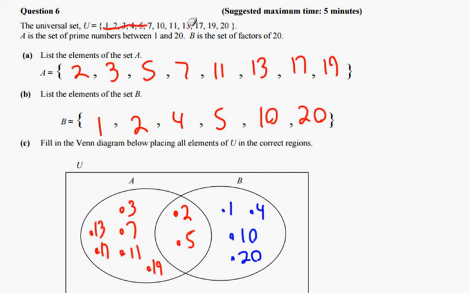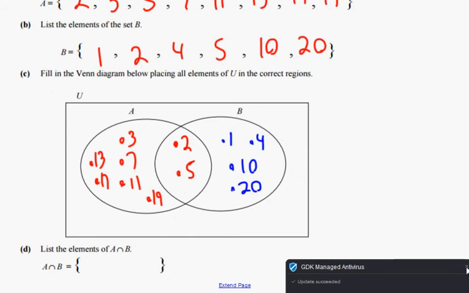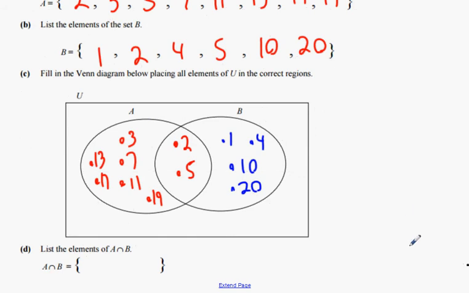Did we use everything in this list? We didn't use... oh yeah, but it's not on the list. So I just want to make sure we've used everything in the list. 1 was used, 2 was used, 3 was used, 5 was used, 7 was used, 10 was used. I think we used everything on the list. So there's nothing on the outside, nothing inside U but outside A and B. Now, what's A intersection B? It's what they have in common, 2 and 5.